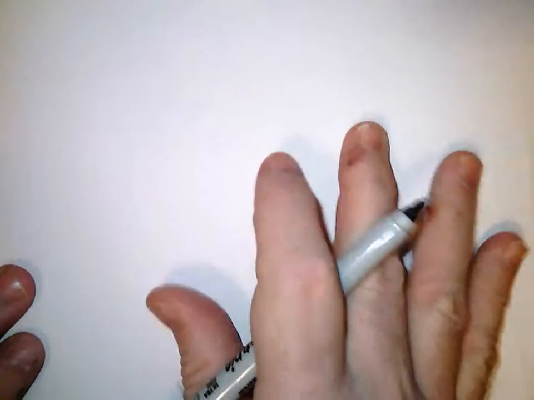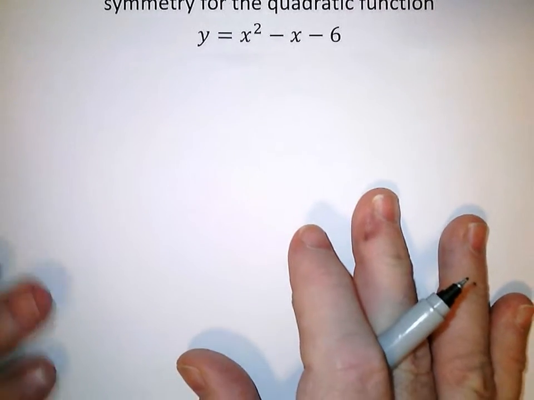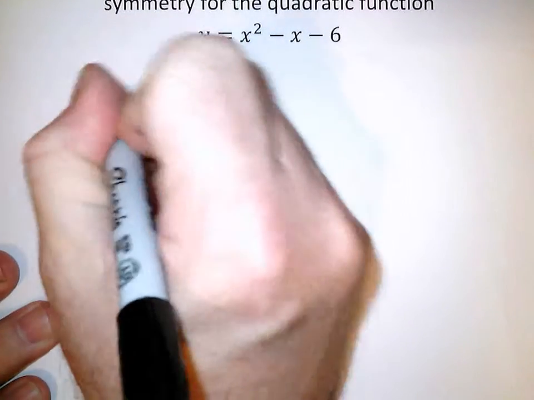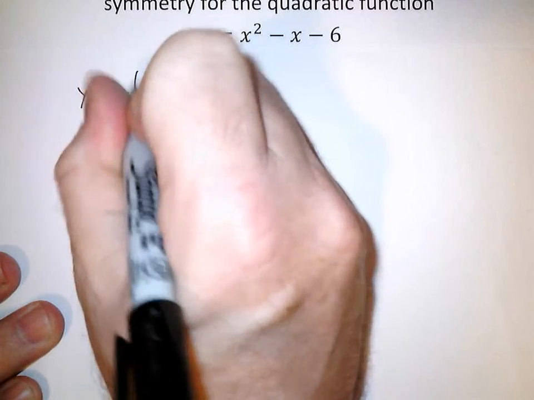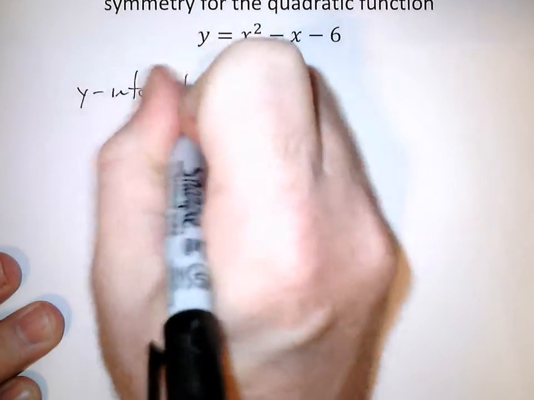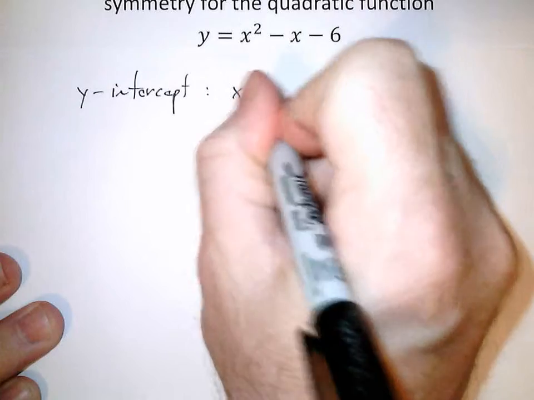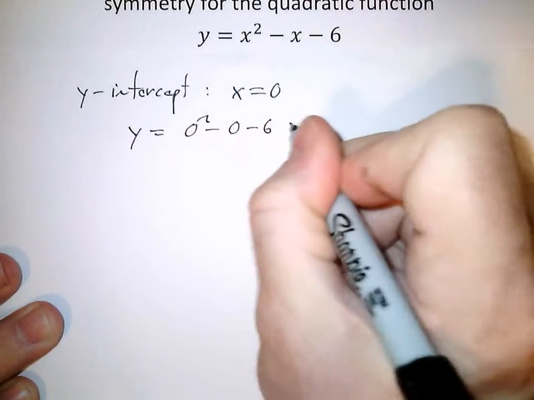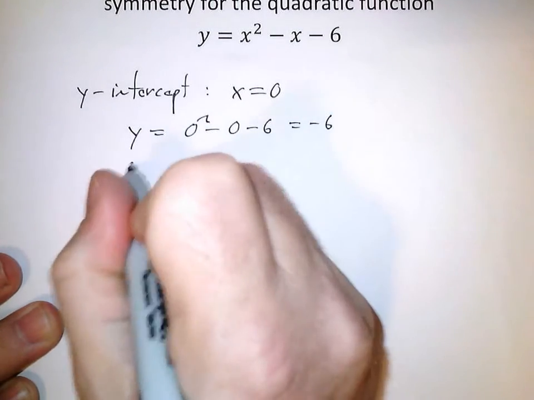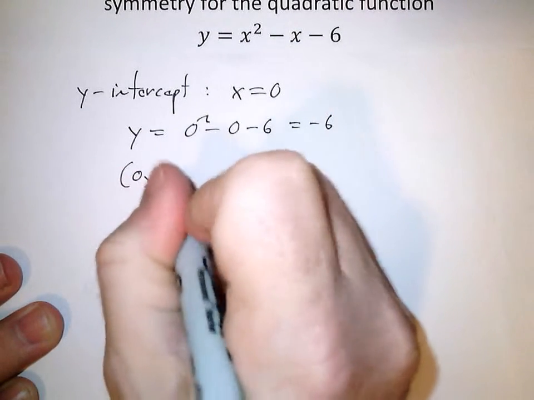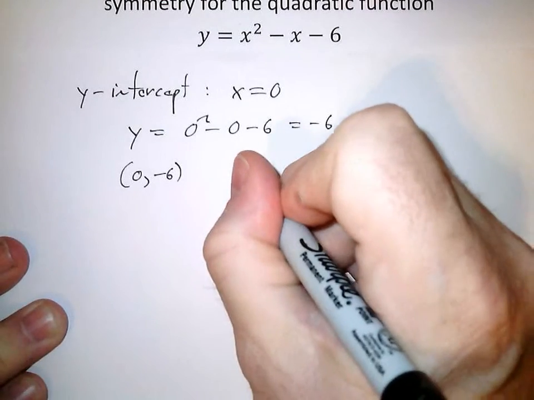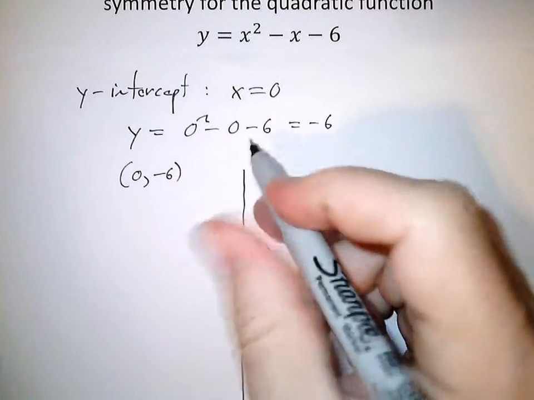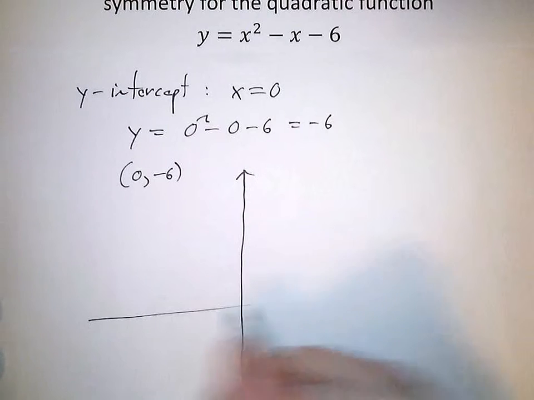Okay, then for my y-intercept, x is 0 because that's the y-axis, right? So for my y-intercept, x is 0. So y is 0 squared minus 0 minus 6, which is negative 6. So I have the point (0, negative 6). And now I can graph this thing and see what it looks like.